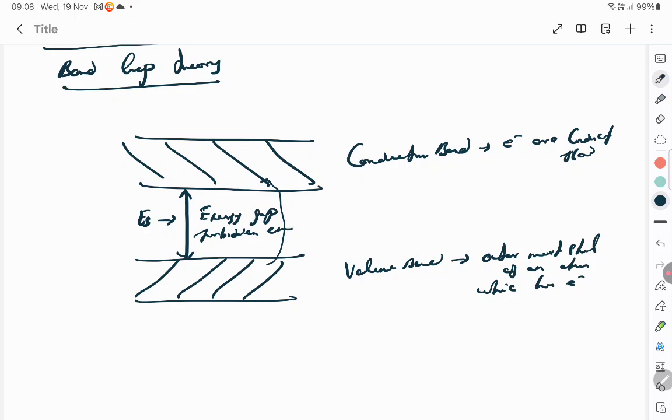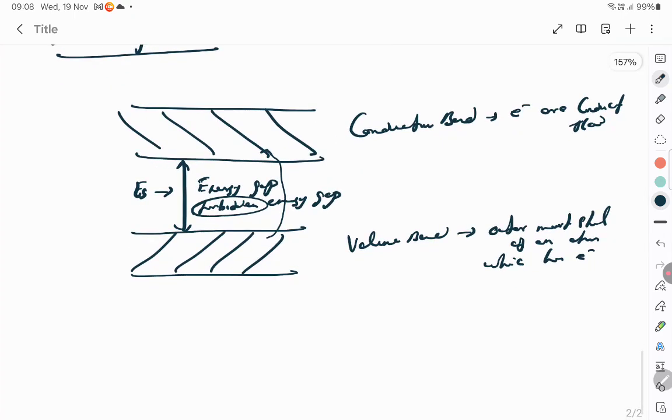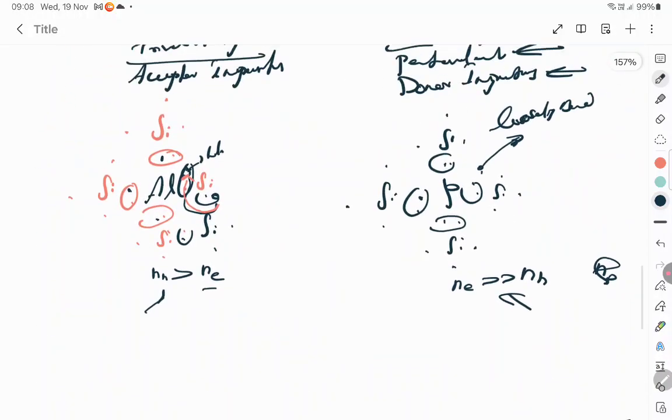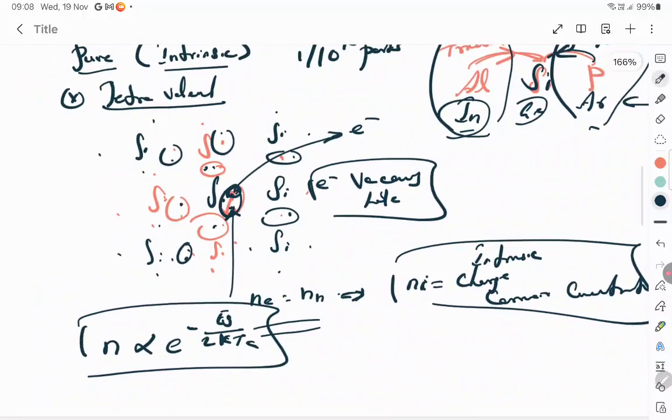The word forbidden refers to the fact that no electron will be there between the valence band and conduction band. In this region you're forbidden from going there, the electrons are forbidden from going inside. So in this region there will be no electron. This is called the energy gap. Okay, this is very important, the energy gap for a pure semiconductor. So let's go to this pure semiconductor. We can add more points to it.